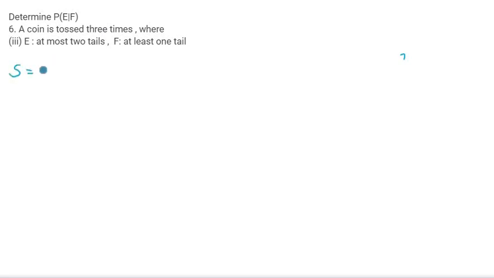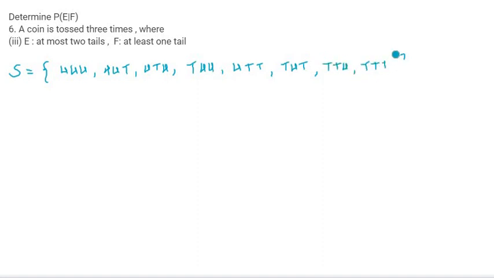So we have the sample space. We have 3 coins tossed, so there are 8 elements in the sample space: HHH, HHT, HTH, THH, HTT, THT, TTH, TTT. This is the sample space S.